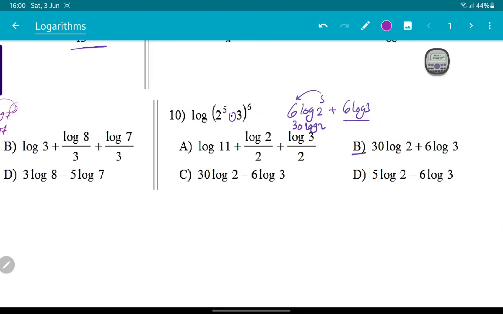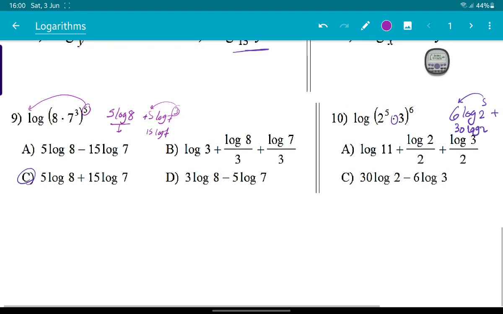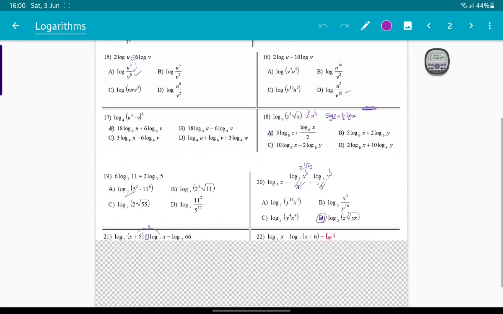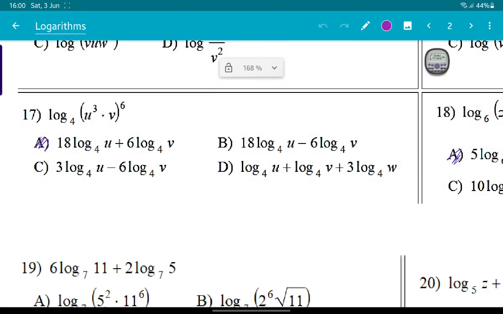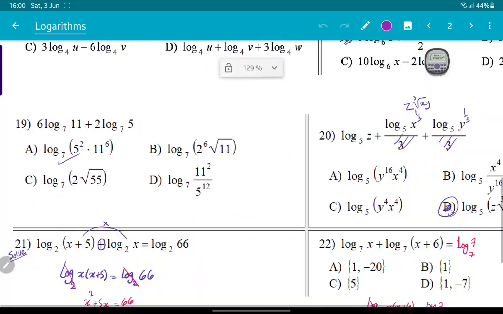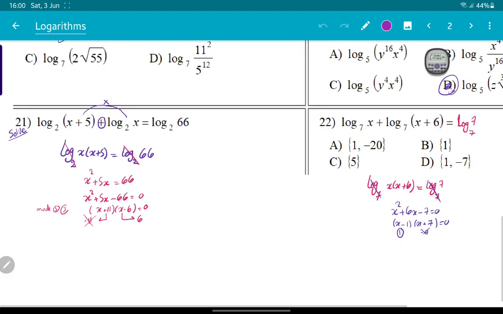This is the same. You can stop the video and try it. The same here, 6 log base 4 u power 3, and the 3 will move with the 6 to be 18, and 6 log v. Okay.